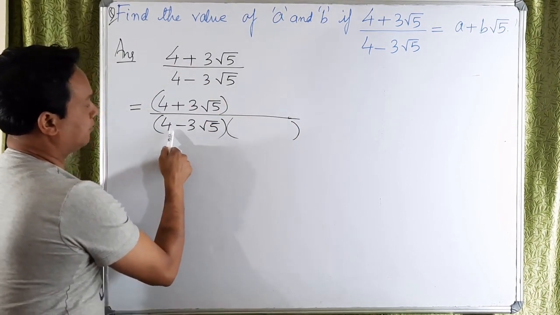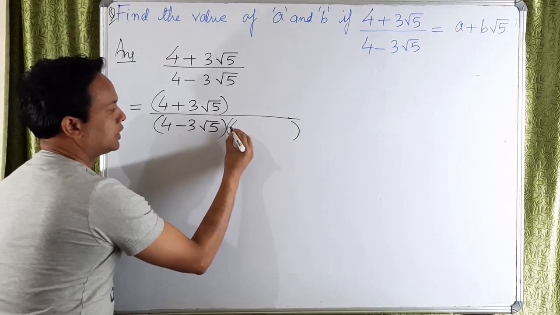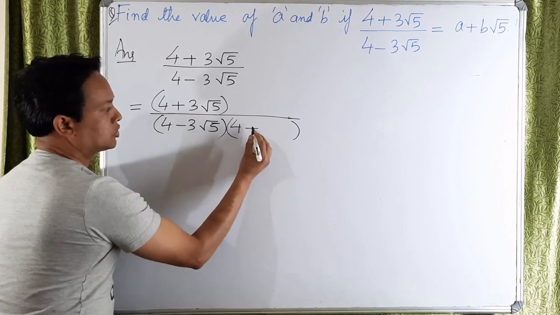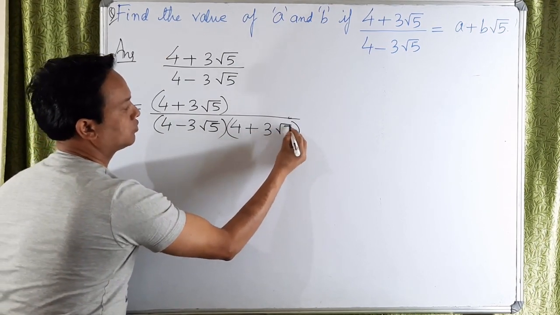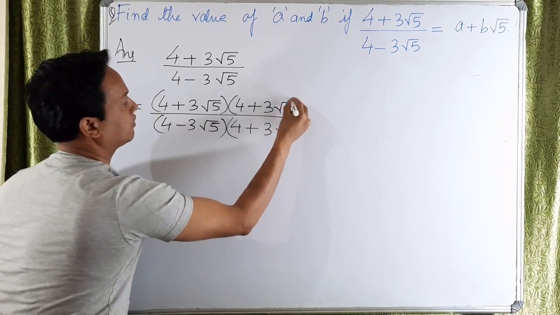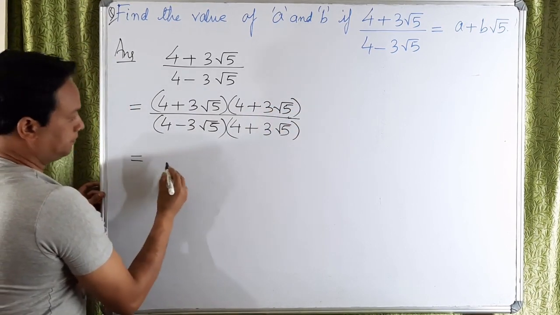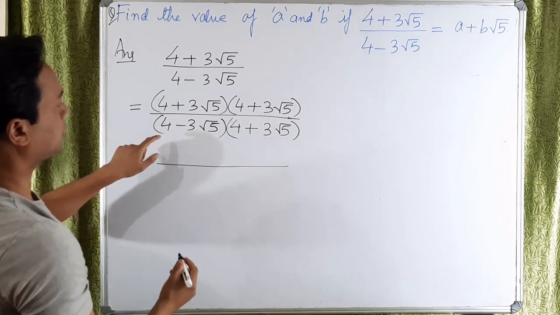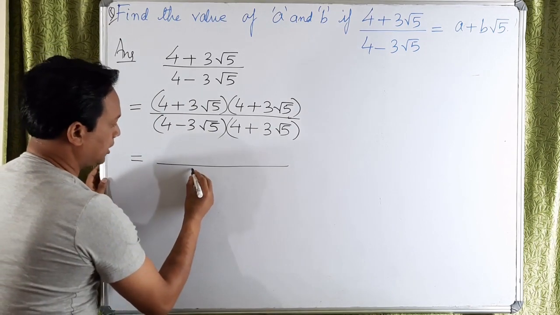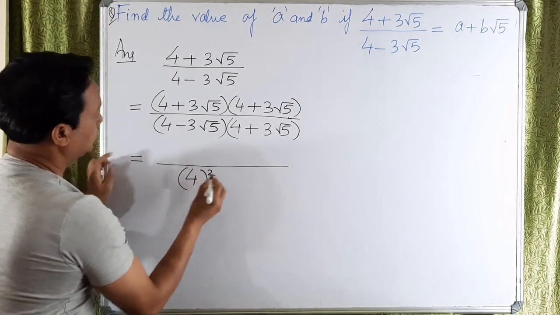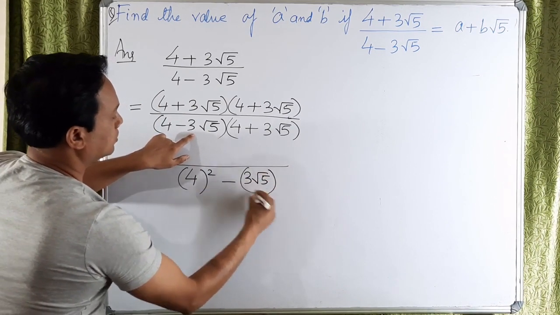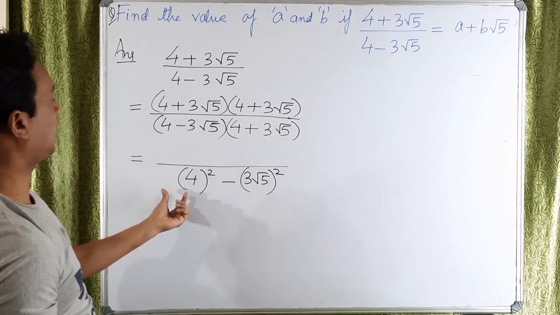So here, what do we have? 4 minus 3 root 5. We will write the same number, but the sign will change. So here it's 4 minus, so we'll write plus: 4 plus 3 root 5. Here also we will write 4 plus 3 root 5. Next line, we always start from the denominator. Every sum in the denominator, as I told you, will be in the form of a square minus b square. A here is 4, this one, minus b is 3 root 5 square.